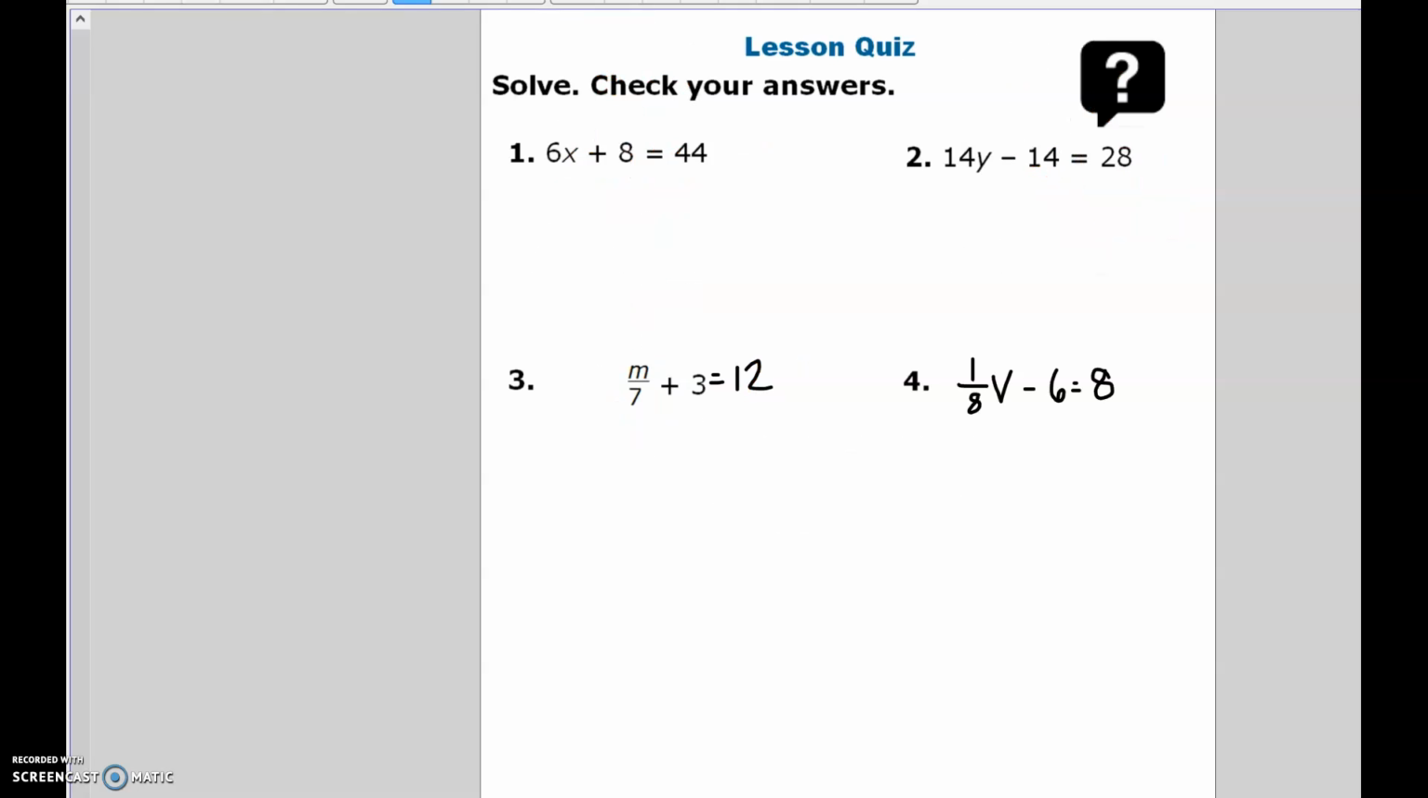All right, I've got a lesson quiz. I'd like you to do number 1, number 3, and number 4. So pause the video, and this is a lesson quiz to see if you can remember how to do these. Remember, you can look back at your notes, but try to solve these 3. And then I'm going to show the answer, so pause it, and then try to do them.